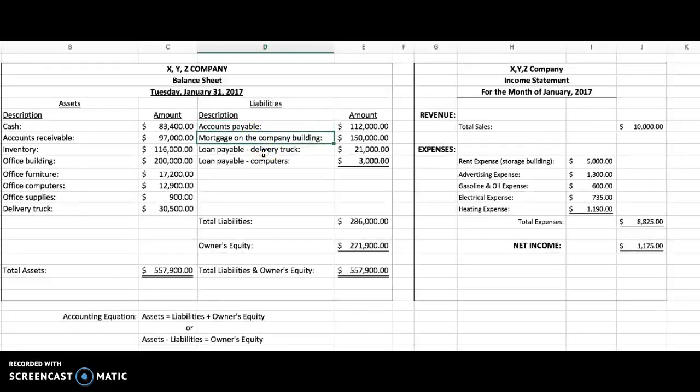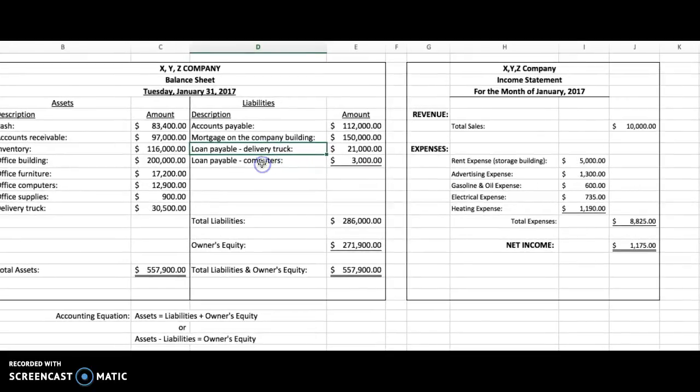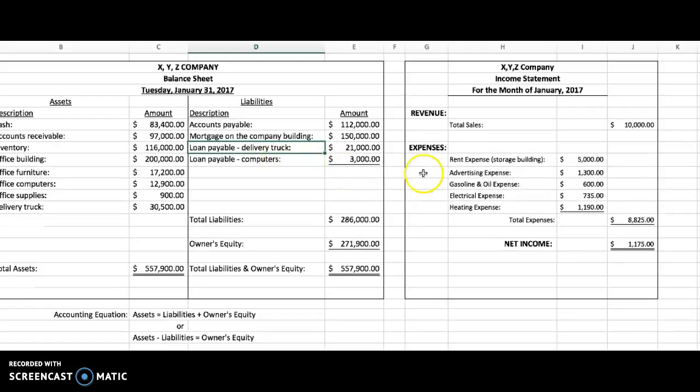A mortgage is something that we owe because we bought that building, and we're going to have to pay the mortgage. We got a delivery truck, but we owe money on it. So we owe $21,000, but the delivery truck is an asset. We got something of value. Same way with the computers. Back on the income statement, again, the rent expense is simply a cost of doing business. It's not a liability because we don't get anything. We don't get the storage building. We don't own that. So that's considered to be an expense.